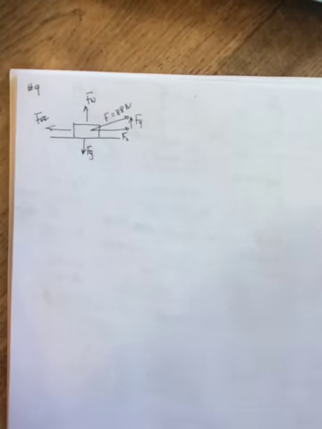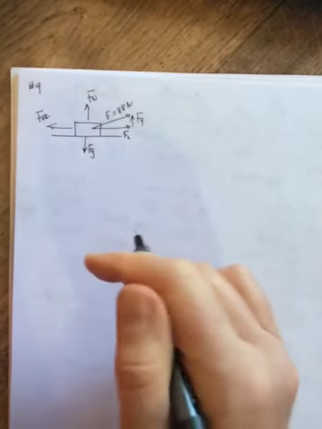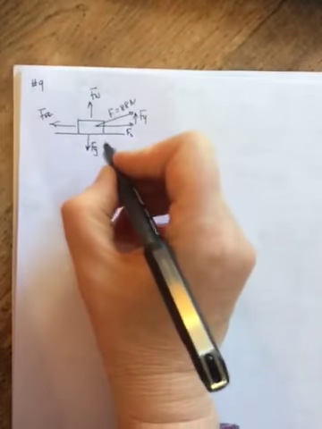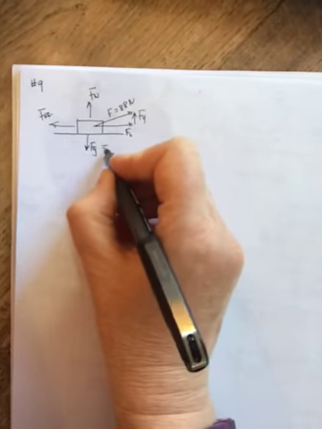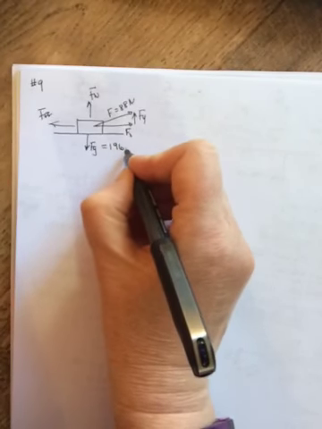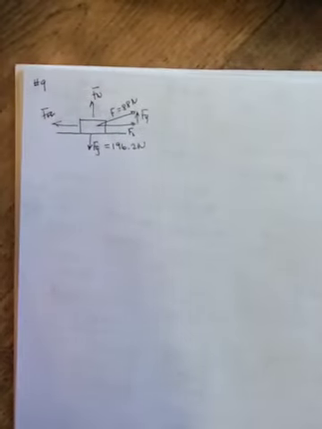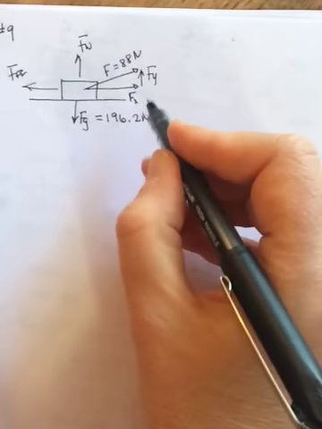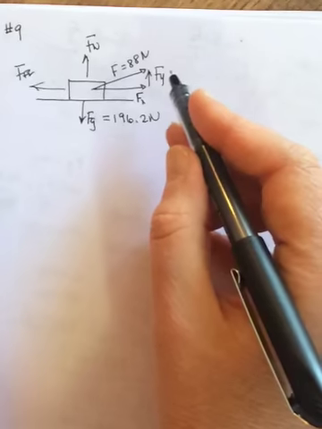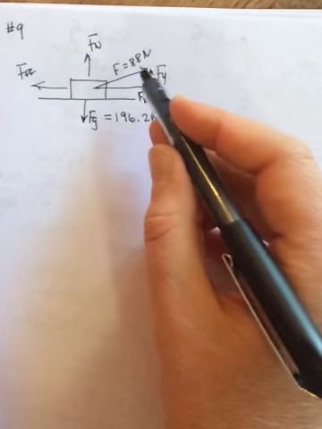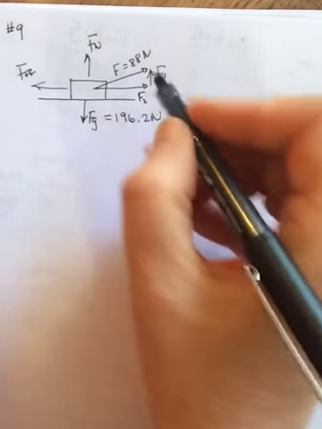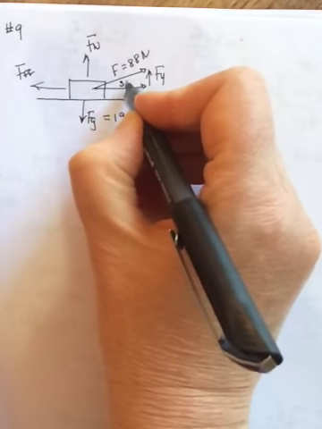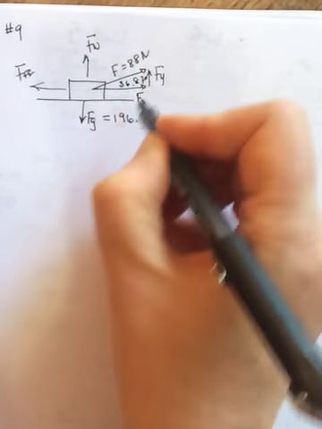Okay, so number 9 says a 196.2 Newton box. So I'm giving you the weight. It's not in kilograms, so it has to be the Fg. It's not the mass. Okay, a 196.2 Newton box is being pulled across the floor with a force of 88 newtons, acting upward at an angle. This angle in here, 36.87 degrees.